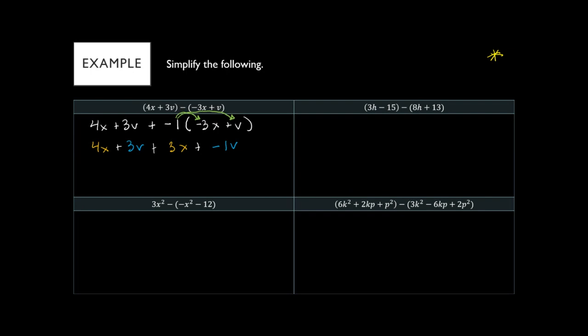And so you can rewrite this, or actually what I'm going to do now is just do the addition. I've got 3v minus 1v, so that's 2v. And then 4x plus 3x is 7x. Now that's my final answer, because v and x don't have the same letters, so they're not like terms.